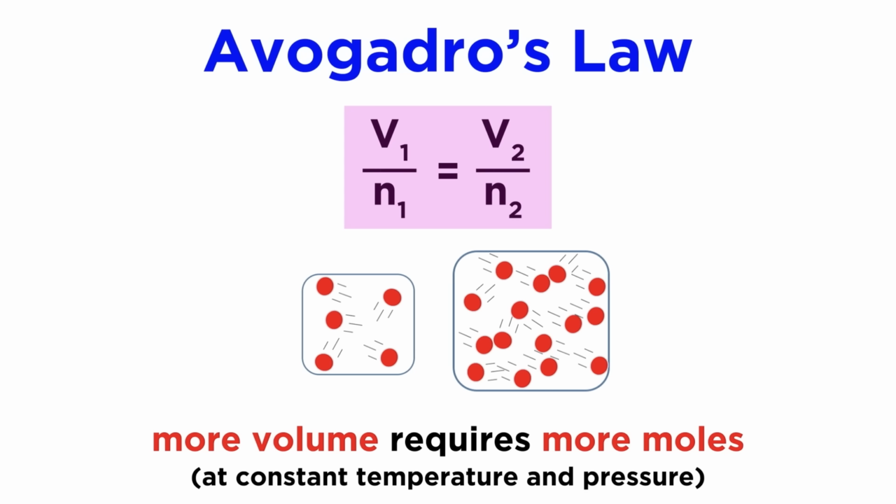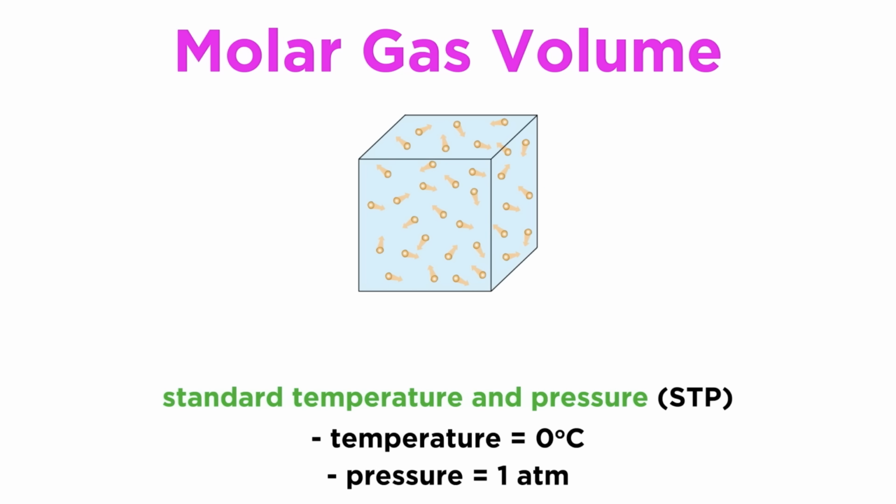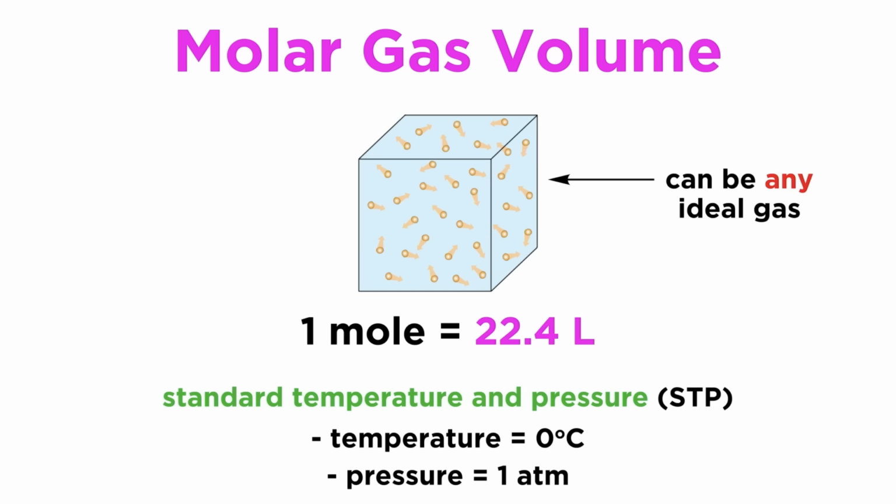With Avogadro's law understood, there is a useful assumption we can make about ideal gases. Since we make the assumption that all ideal gases will behave the same way, regardless of the identity of the gas, we can also say something about the volume occupied by 1 mole of any ideal gas at standard temperature and pressure. As it happens, 1 mole of any ideal gas at 0 Celsius and 1 atmosphere, or STP, will occupy precisely 22.4 liters. It doesn't matter if it's oxygen, nitrogen, hydrogen, argon, or any other ideal gas. This is the molar gas volume at STP.